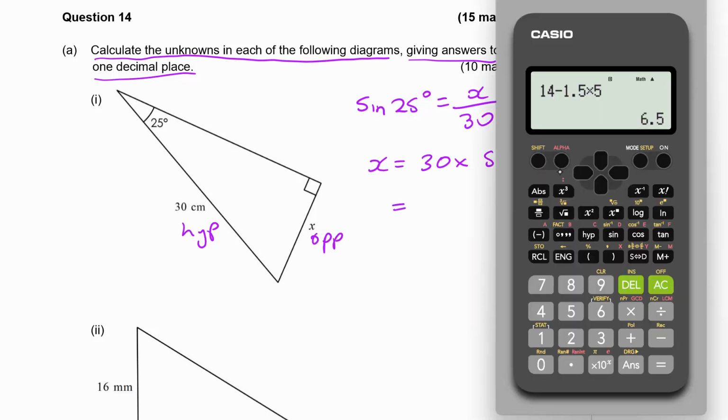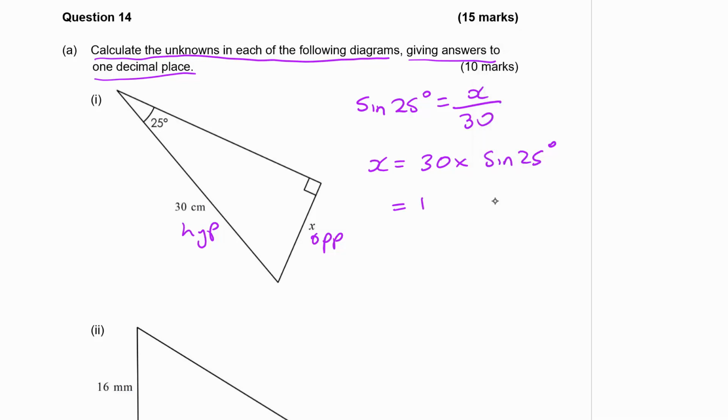So just make sure I am in degrees. And then we will do 30 times sine 25. And we get 12.7.